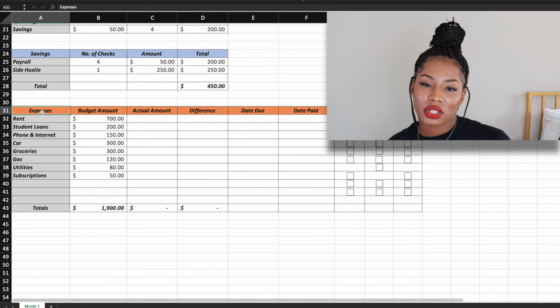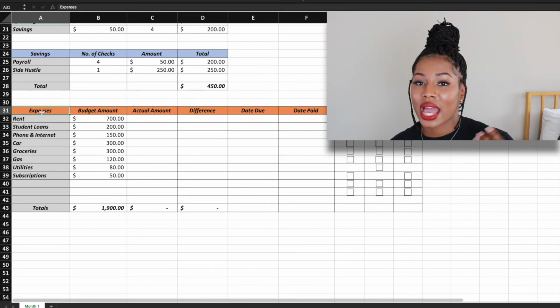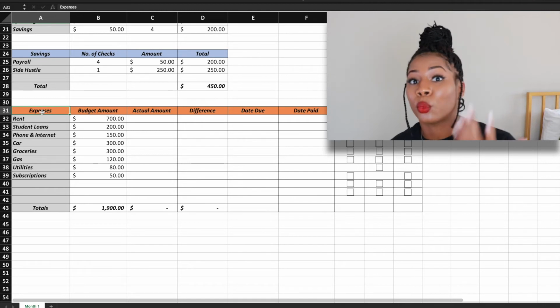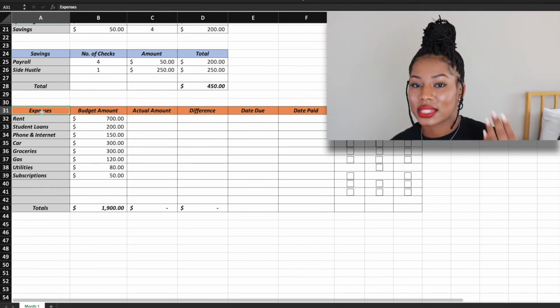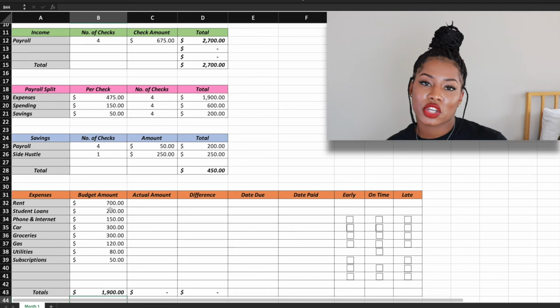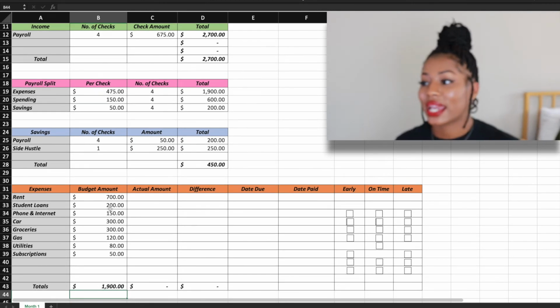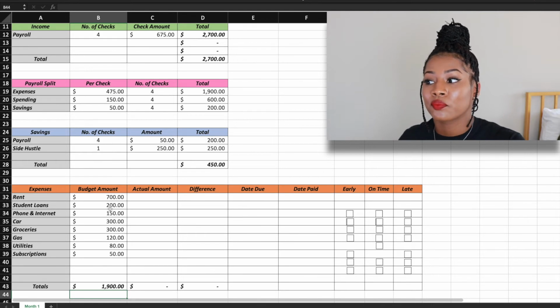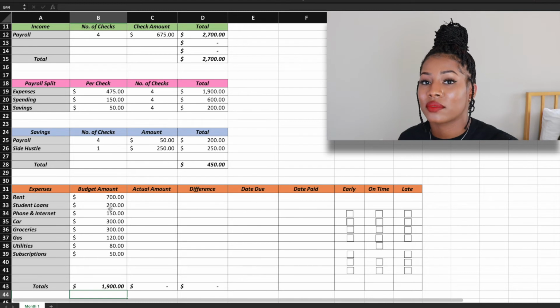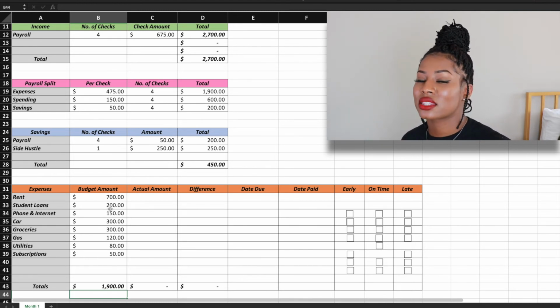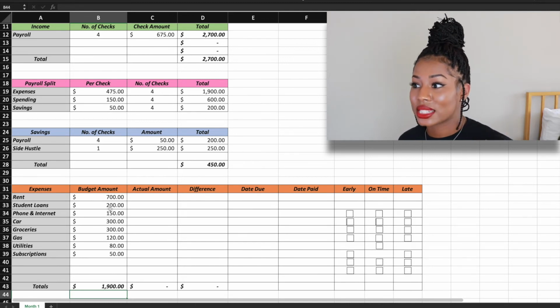So now that I know how much her expenses are a month, I'm able to see how much she needs to pay per week on her expenses. So I took that $1,900 and I divided it by 4 and I came out to $475. So in order for her to cover her expenses each month, she has to put $475 in her expense account for every check. So every week she has to put $475 in her expense account.